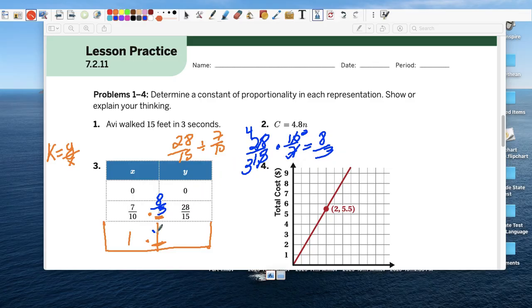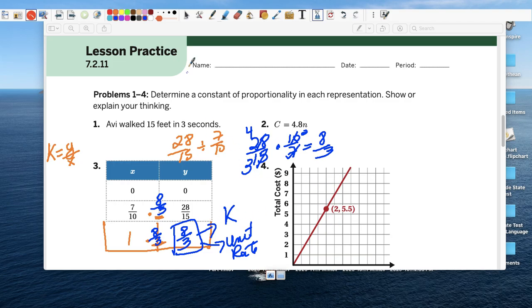This is my k, my constant of proportionality, my unit rate. For every 1 second, I travel 8/3 of a mile.